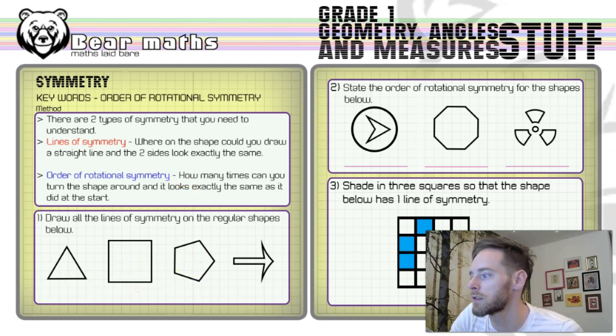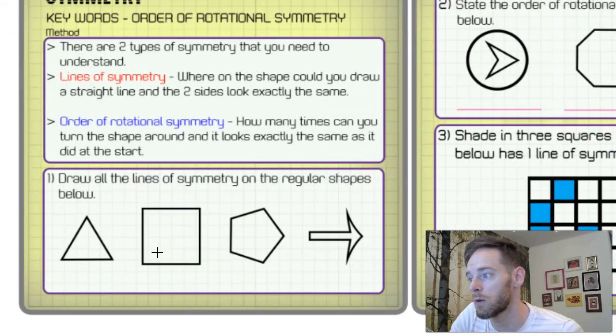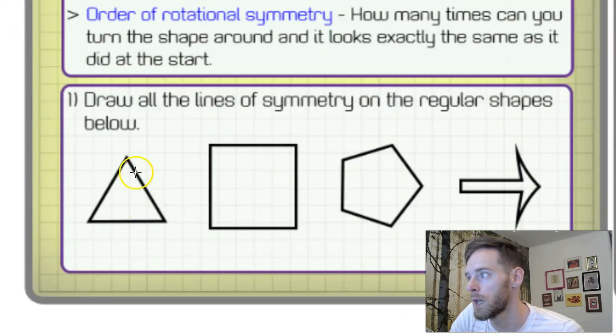So the first thing we're going to have a look at is drawing all lines of symmetry on the regular shapes below in question number 1. I'll zoom into that one. If this is a regular shape, that means all the sides are the same length. This means it's an equilateral triangle, so you can do one vertical line straight down the middle. But you can also go through the corners and then the base of the triangle. So there would be 3 lines of symmetry there, because this side looks exactly the same as this side, and this side looks the same as this side, and so on.